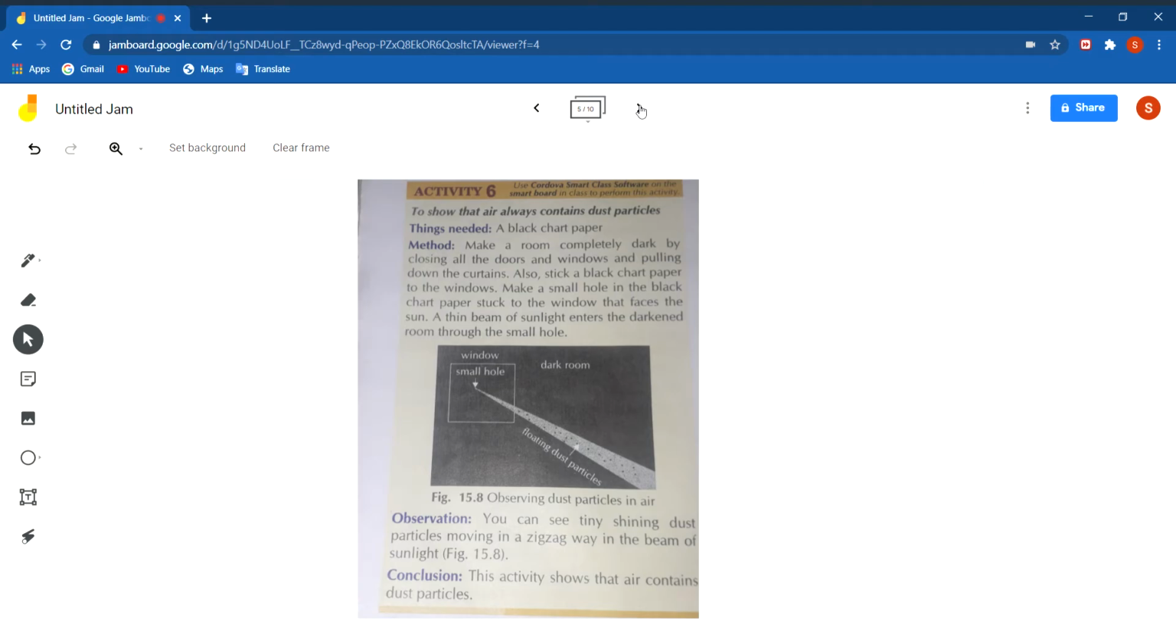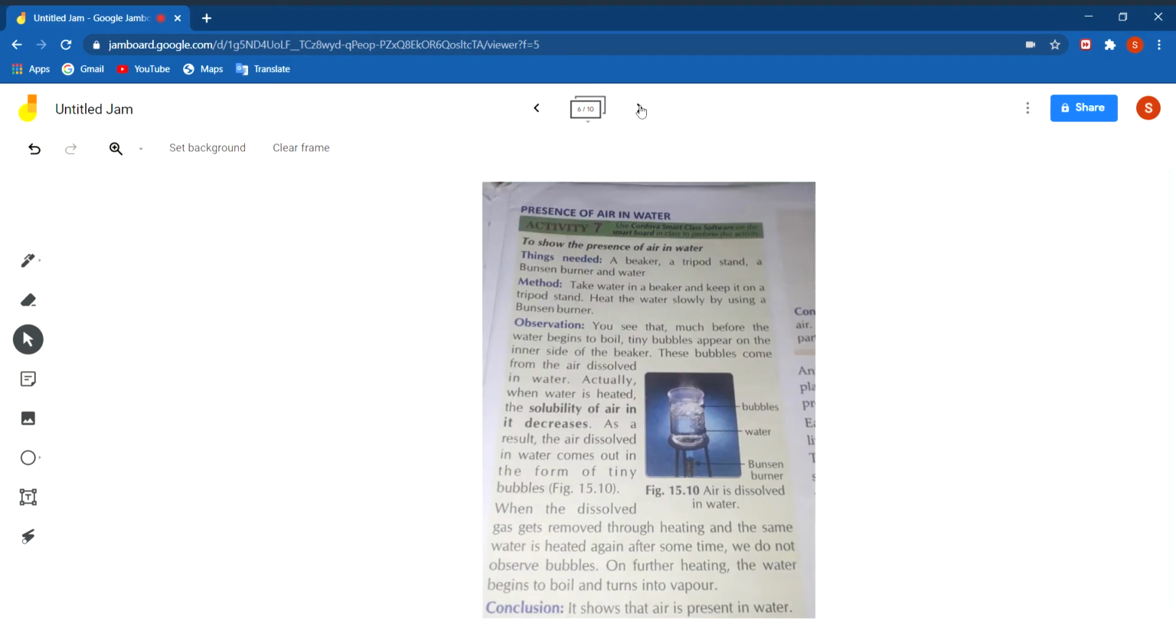You can see it in your bedroom also. When you get up in the morning, when all the doors and windows are closed, look from above from where the sun is coming from the ventilator, and you can see a beam of sunlight entering the dark room. And you can see many zigzag shining dust particles in this. Zigzag means indefinite path. The dust particles travel in a zigzag way, in an indefinite path. This activity shows that air contains dust particles.